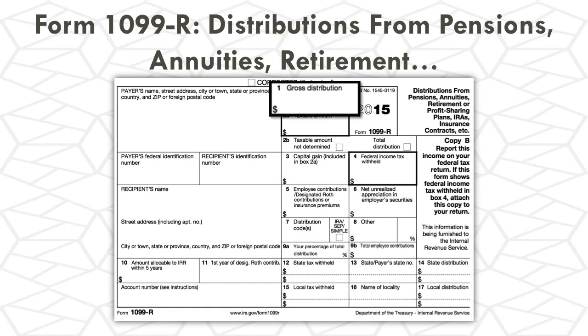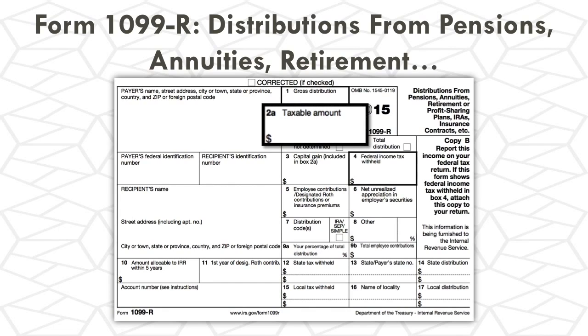Box 1 is going to show the gross distribution. So this is going to be the total amount the taxpayer received during the tax year. Box 2A is going to report the taxable amount. So this is the part of the distribution that is considered the taxable portion. Sometimes this box may be blank. And we will deal with what to do if the taxable amount is not determined in the next retirement lesson. But for now, we're just going to deal with what happens if there is an amount in box 2A.